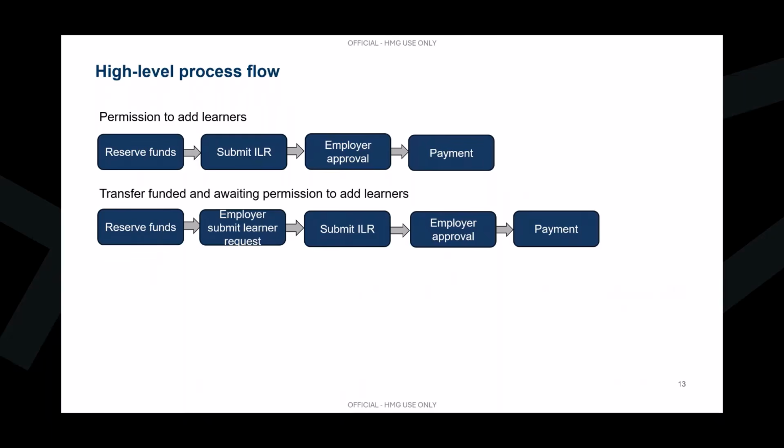So the usual practice has been to add learners in the apprenticeship service first, to seek employer approval, secure funding, then submit the ILR when learners start, changing to adding learners in the ILR first to appear in the apprenticeship service, then sent to the employer for approval. Again, what we're enabling is providers to lead on this process, also identified as a preferred approach through user research and testing.